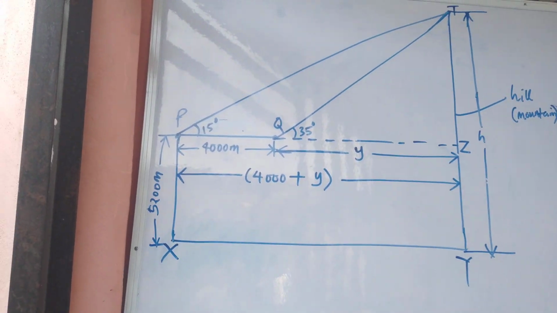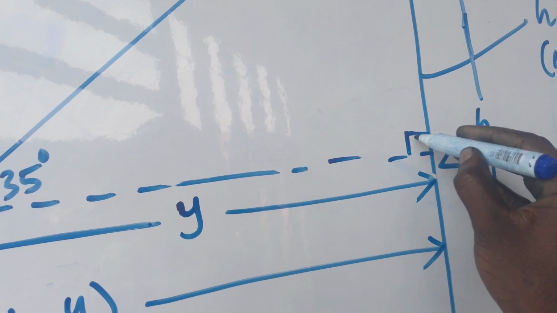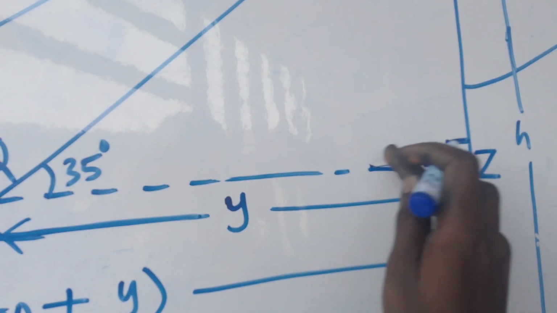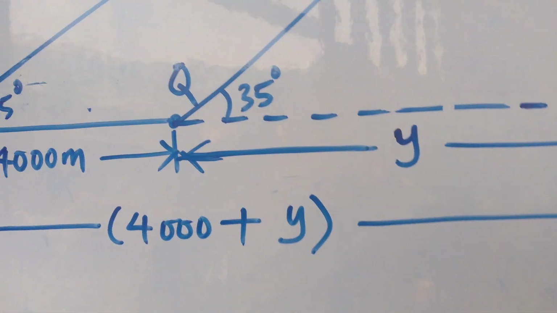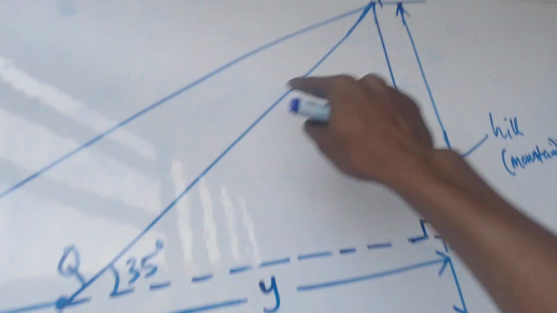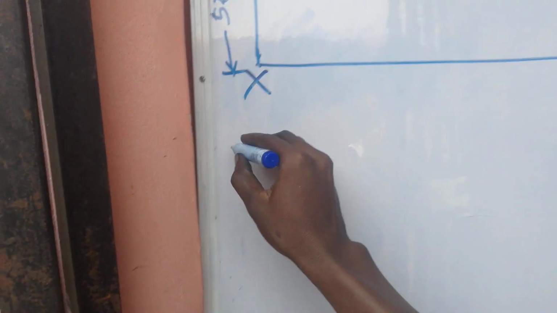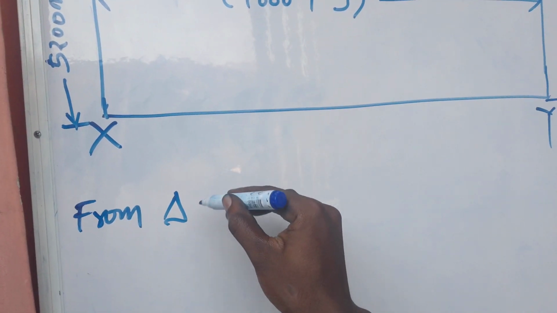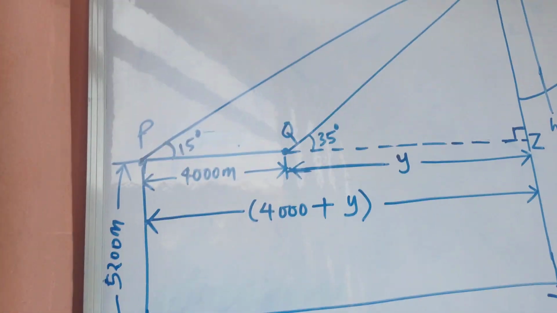Alright. Now what's the next thing I'll do? Okay, this is 90 degrees. It's angle 90. So I can cut out the triangle QTZ. I can cut out this triangle, solve, then later I cut out the full triangle and solve as well. I say from triangle QTZ.